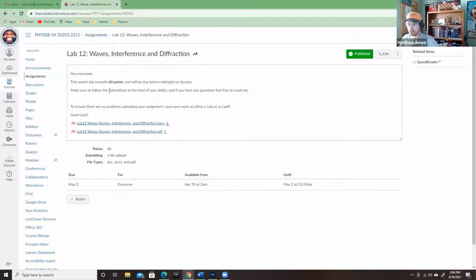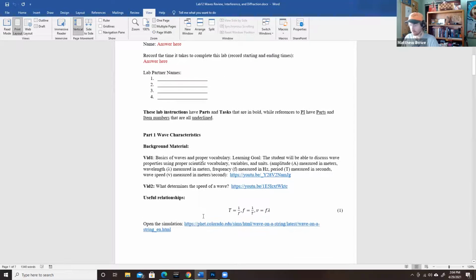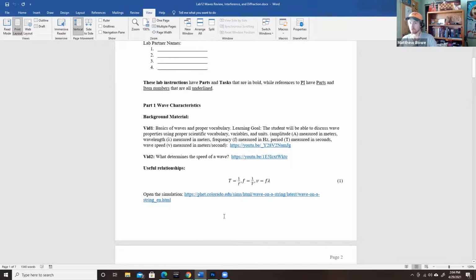Last chance for points. It's the last lab, worth 60 points. It's going to be pretty much the same as it always is. I'm going to go to PhET and do a sort of review session on waves. If it looks familiar, it's because this is pretty much what we did last semester in 2A. So going here and reviewing waves, you'll see this.